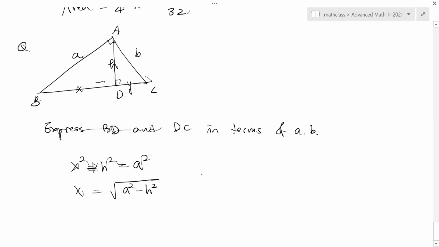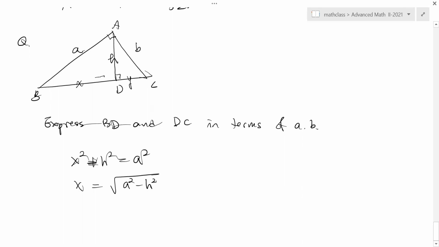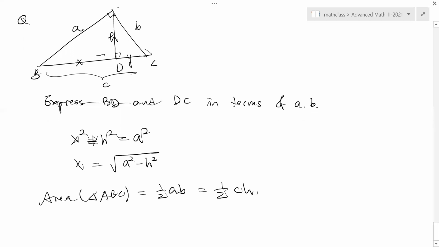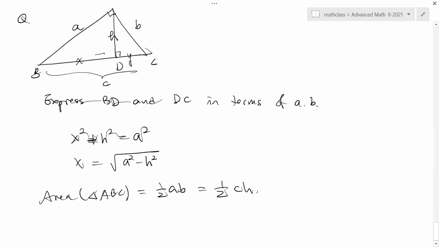Is there any better way you can find the H, the height of the triangle? The technique we use is to find the area. The area of the triangle ABC is going to be half of A times B, right? That's one formula. But you can also use half of the base. The base is BC, which is C, and the height is H, right? So we know that C can be expressed in terms of A and B. So H is going to be A times B over C.